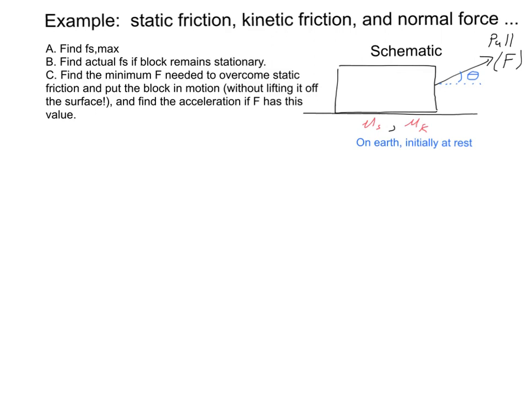Consider the following situation. We have a box of mass m, which I haven't labeled, but let's say it has mass m. It's being pulled up and to the right by a pulling force of magnitude F. That force is oriented at an angle of theta above the horizontal. The interface between the surface and the box has a coefficient of static friction mu sub s and a coefficient of kinetic friction mu sub k, and this is all happening on the Earth, and the box is initially at rest.